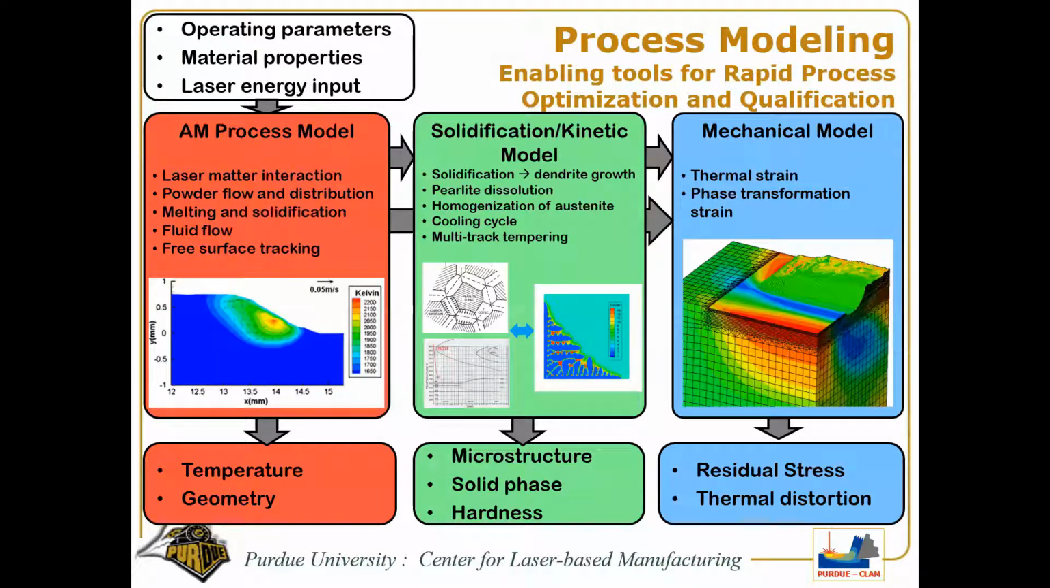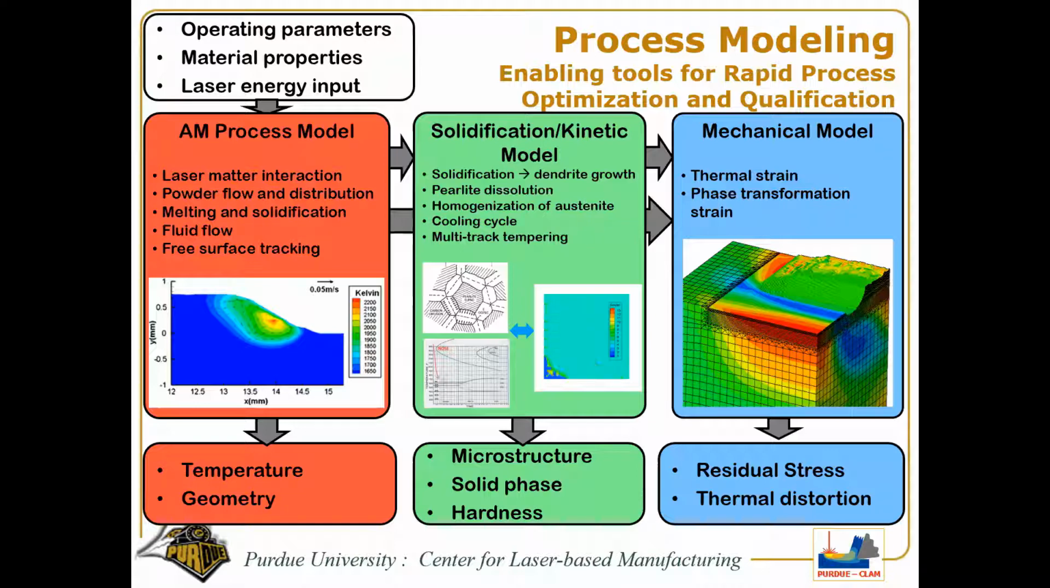Basically, what we want to do is develop this type of integrated process models. I call them enabling tools for rapid process optimization and qualification. You have to qualify the parts that you are making. In order to do that, you need tools. You cannot just visually inspect, and you cannot do trial and error. You have to have some tools.